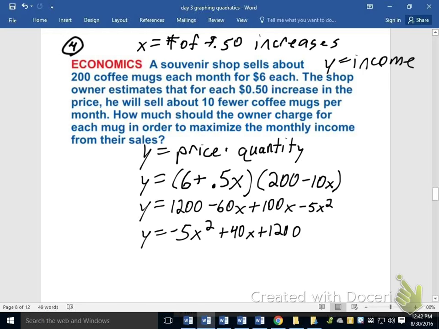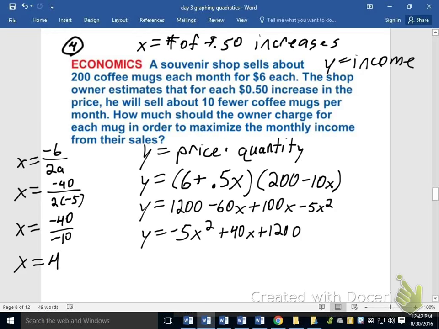And what you'll see here is that now you've got a function that you can actually calculate the maximum for. And what we're really interested in is the value of x that gives you that maximum, because that will tell you what the owner needs to charge. So, calculate the axis of symmetry, negative b over 2a. That'll be the x value at the vertex, which in this case will be negative 40 over 2 times negative 5. That is negative 40 over negative 10, and that comes out to 4.